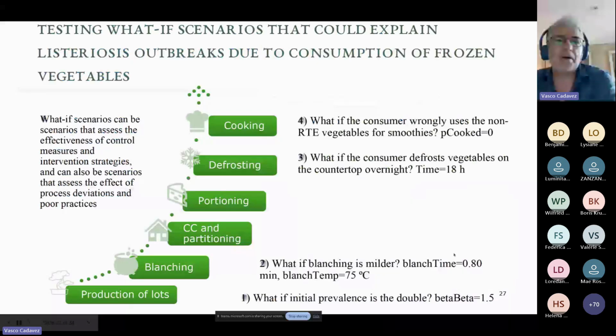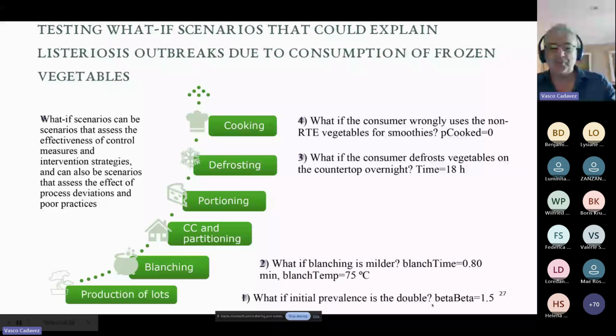Okay, so now I will show you 4 what-if scenarios that you can develop and use to check and implement this strategy. We have some intervention at production of lots, at blanching, defrosting, and cooking, because these are the very important steps. At production, we can have very contaminated lots or low contaminated lots. So what if initial prevalence is double? If you have bad contamination, you change the beta to 1.5.